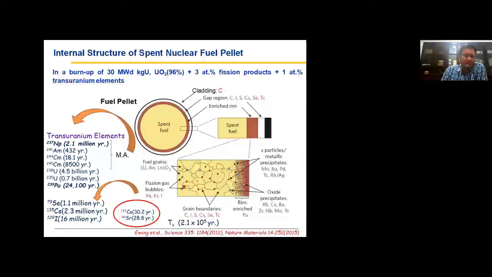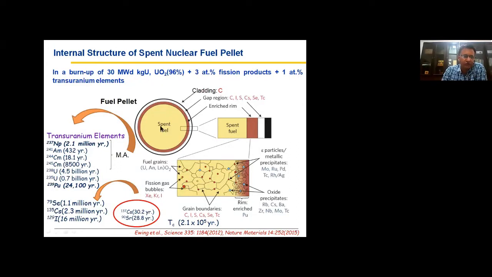So this one is a cross-section view of the fuel pellet, and that fuel pellet has been irradiated in a nuclear reactor, and that is known as spent nuclear fuel. So in that one, 96% is uranium dioxide only, 3% contains the fission fragments, and 1% is transuranium elements or like that. So this is the cross-section view.